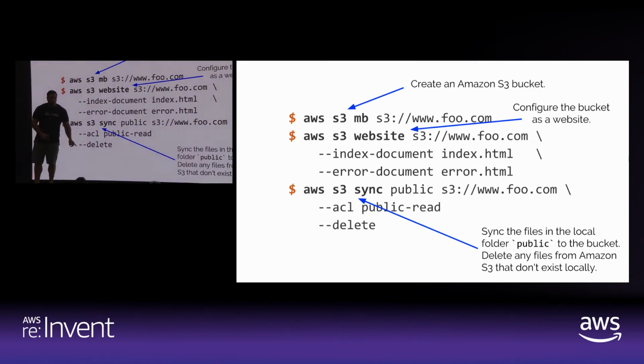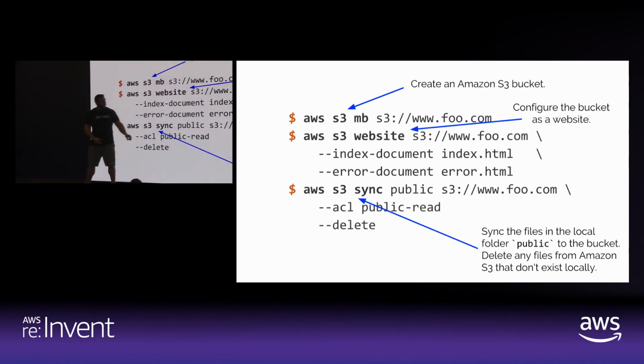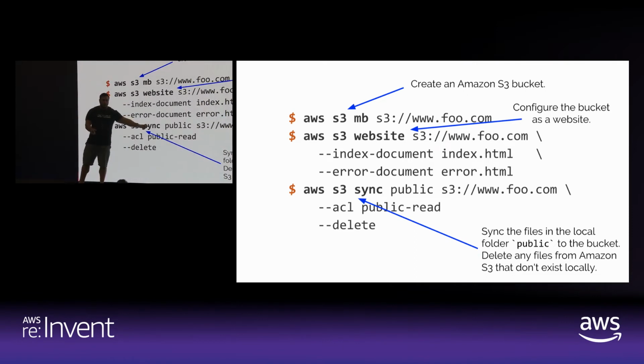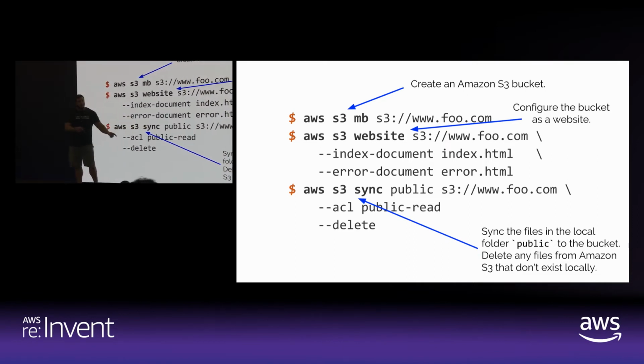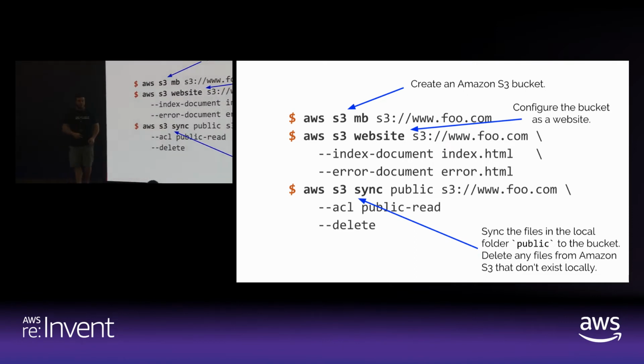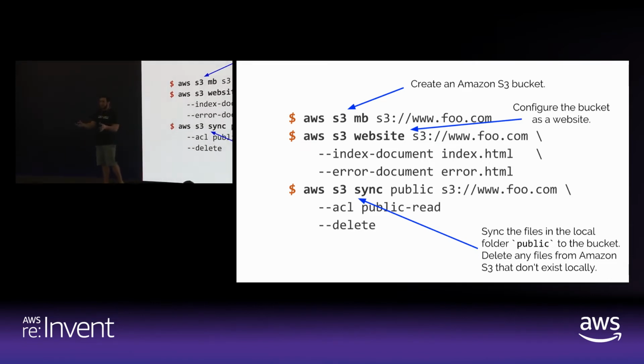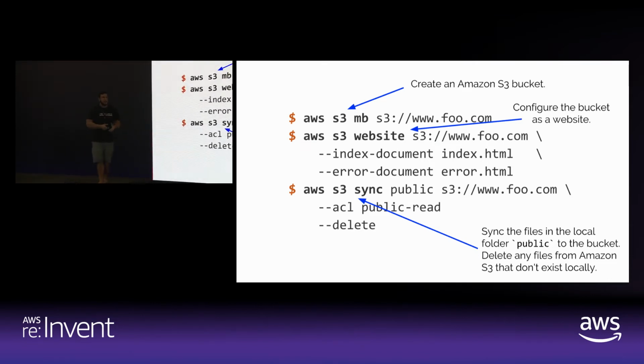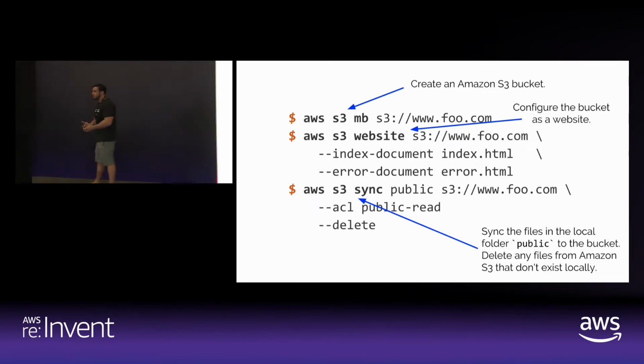And finally, this delete option says that if I were to delete a file from the public folder and rerun the sync command, that same file should also be deleted from the Amazon S3 bucket. So both the public folder and the S3 bucket should always have the exact same files in them at any given time. Super simple, right? Cool.